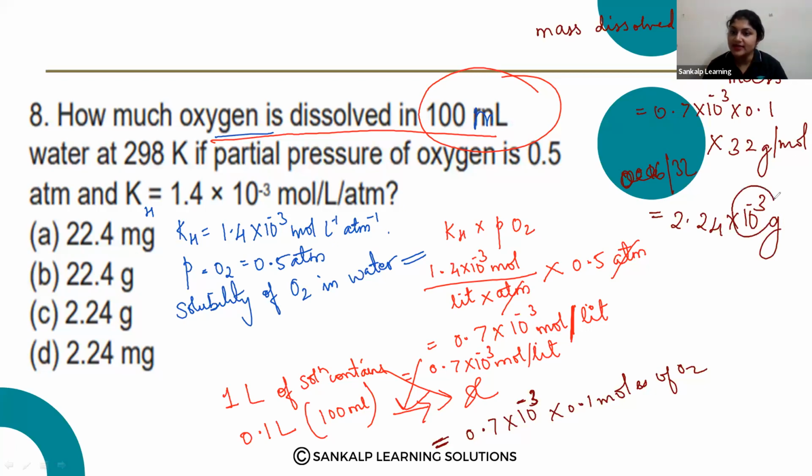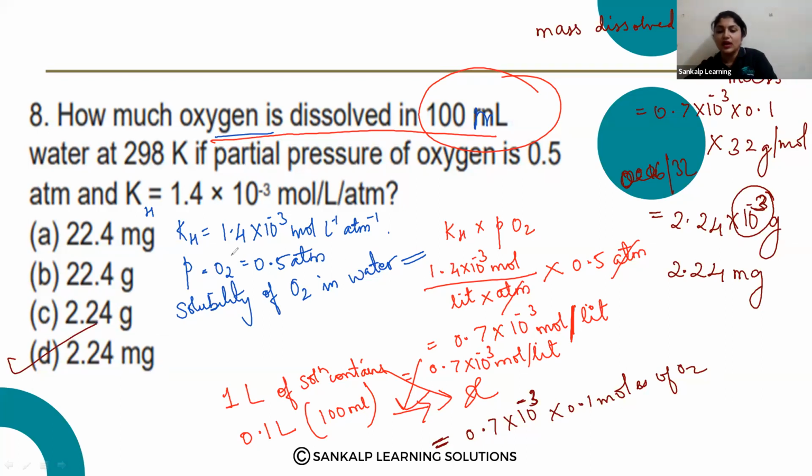Now 10 raised to minus 3 means what? 10 raised to 3 means 1000, so we have to multiply it by 1000 to convert it into milligrams. When you multiply it by 1000, it comes to 2.24 milligram. So the answer is D, 2.24 milligram.